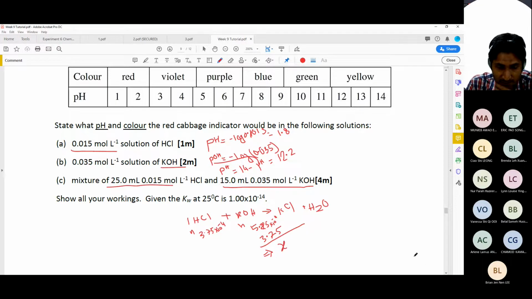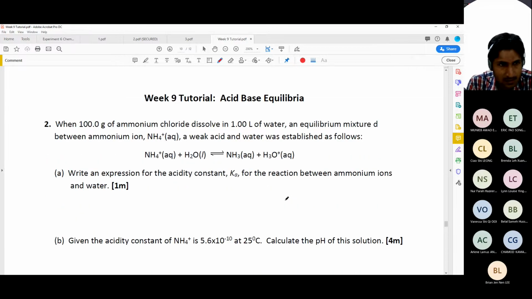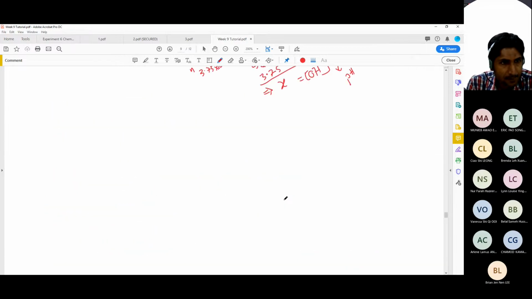Let's say it's X amount of hydroxide ion, and that is equal to the concentration of hydroxide ion in the resultant solution. All right, and from there we can find the pH, exactly as we have done before. Okay, we have done that before. Any questions so far?